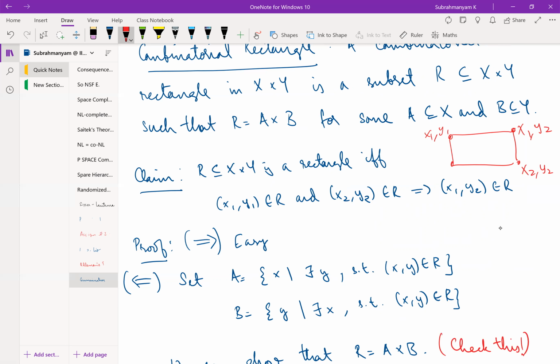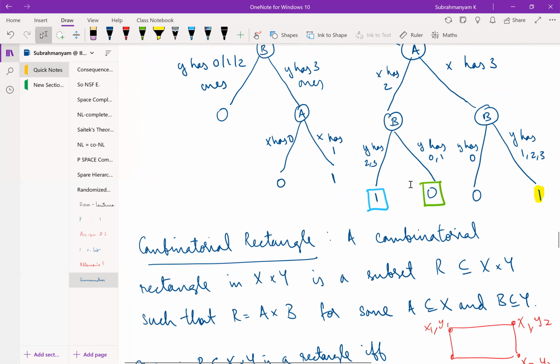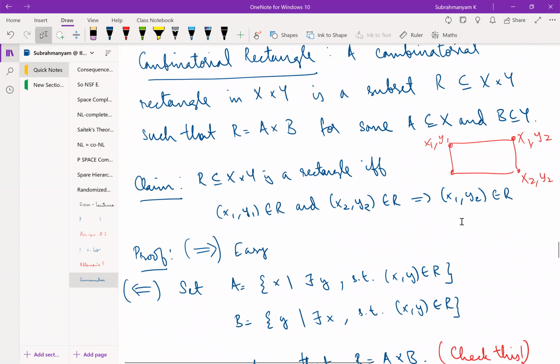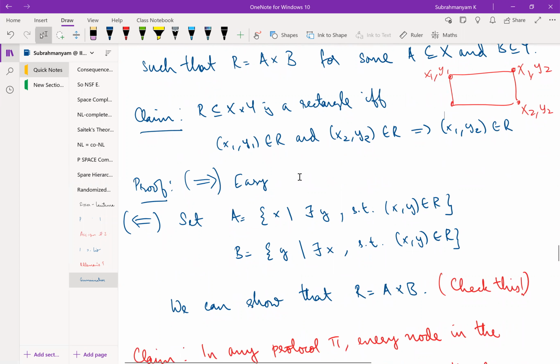One direction is easy. If it is a rectangle, then these two will be there. And the other, interesting direction is, if this condition is met, then it is a rectangle. So to check whether it is a rectangle, it is enough to check whether this condition holds. The proof is easy. Suppose this condition is true, then let A be the set of all the X that feature in R, and B be the set of all Y that feature in R, and then you can check that R is indeed A cross B.